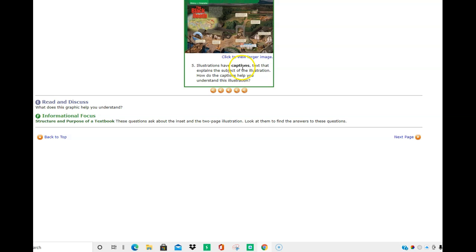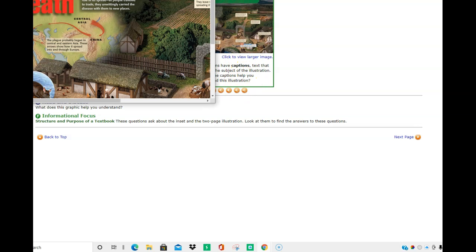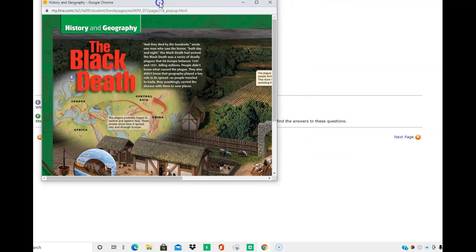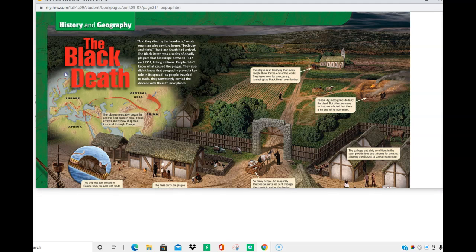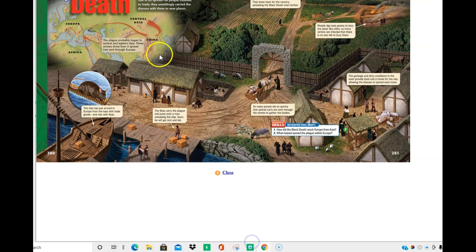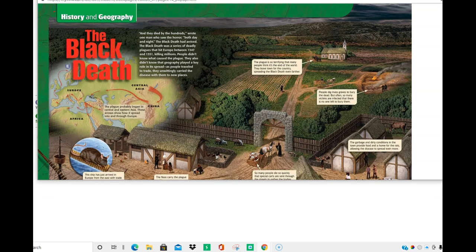Illustrations have captions, text that explains the subject of the illustration. How do captions help you understand the illustration? Okay, so this is the illustration. Okay, and I would probably zoom in a little bit on this. Okay, it kind of starts here.